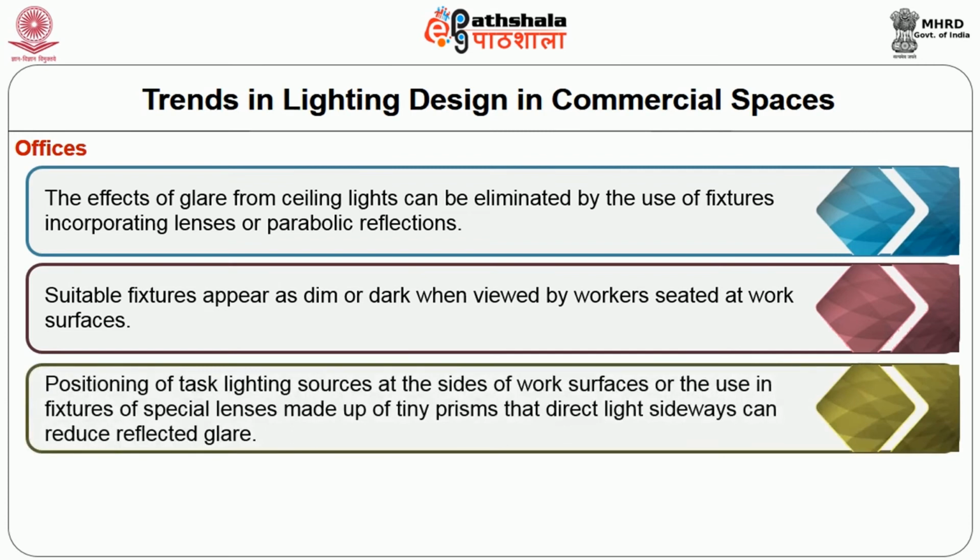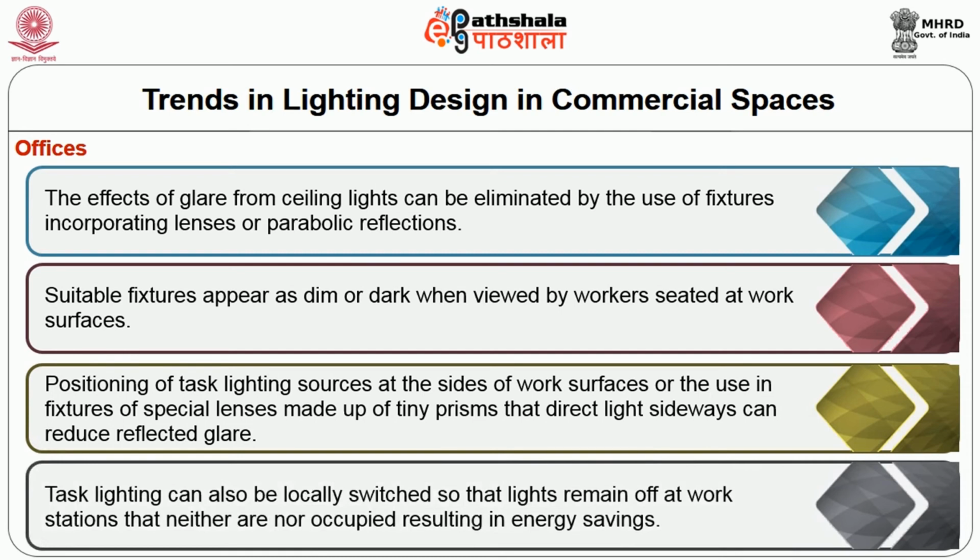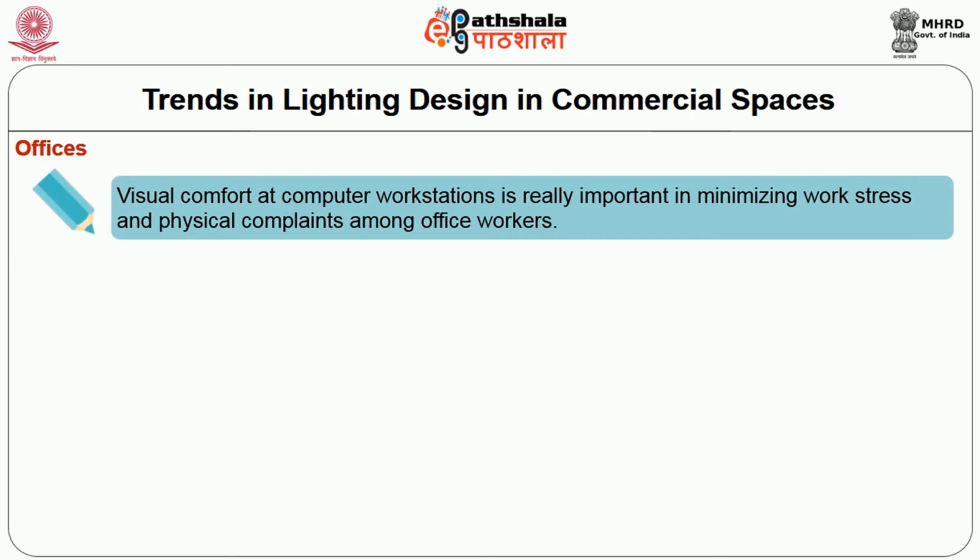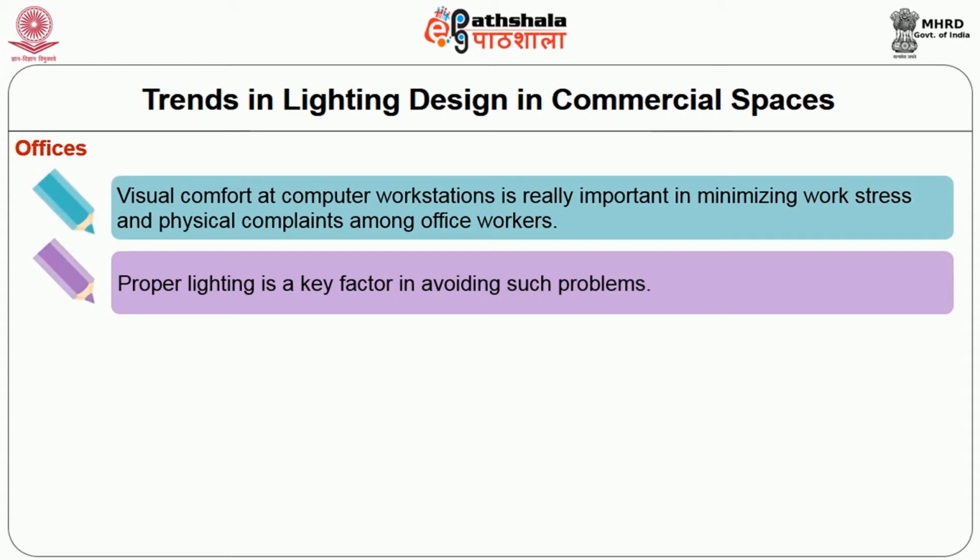Positioning of task lighting sources at the sides of work surfaces, or the use in fixtures of special lenses made up of tiny prisms that direct light sideways, can reduce reflected glare. Task lighting can also be locally switched so that lights remain off at workstations that are not occupied, resulting in energy savings. Visual comfort at computer workstations is really important in minimizing work stress and physical complaints among office workers. Proper lighting is a key factor in avoiding such problems.